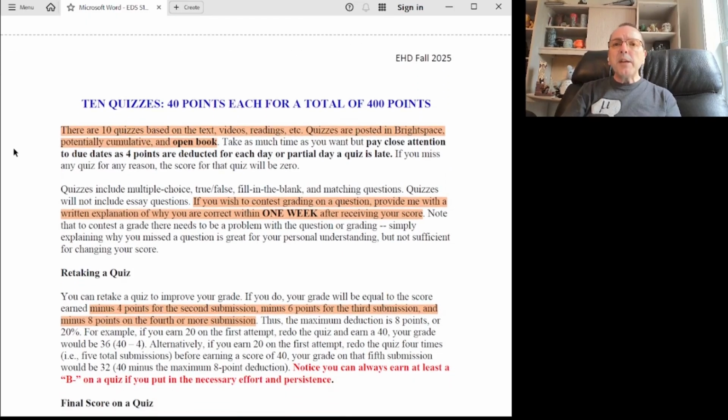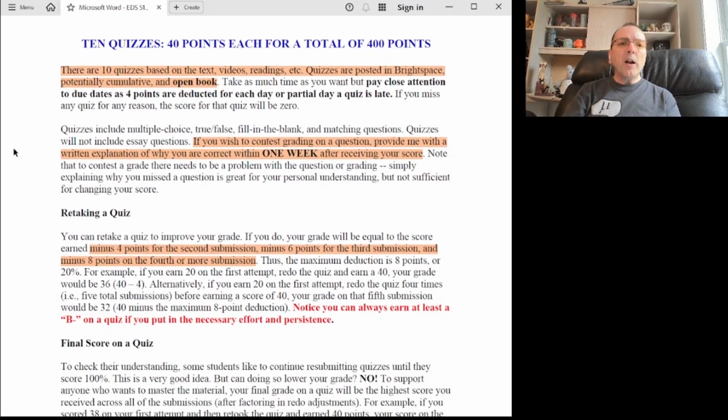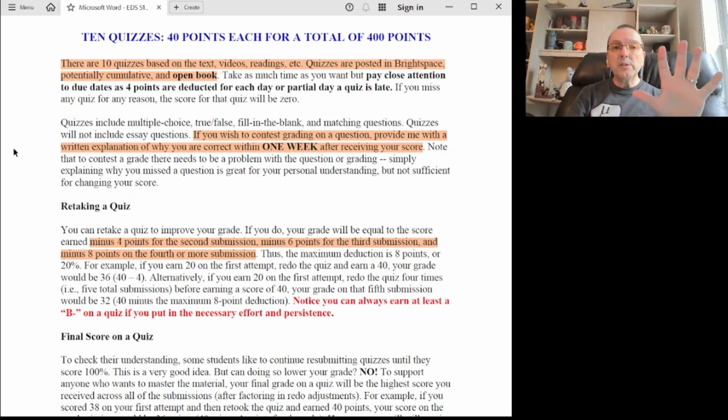Then, kind of the meat and potatoes of your grade are quizzes. We have 10 quizzes worth 40 points each, for a total of 400 points. They can include questions about the text, questions about the videos, other readings you may have. They are potentially cumulative. I can go back to earlier material for a quiz.